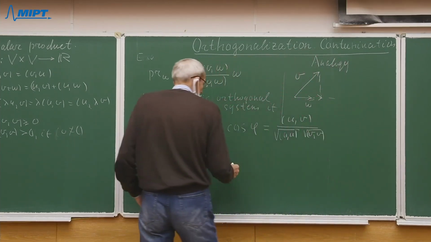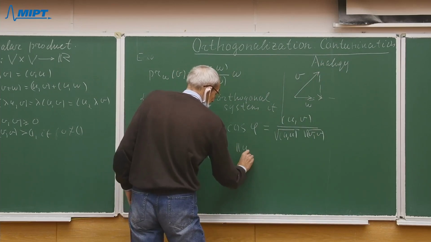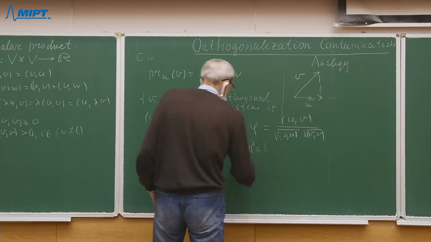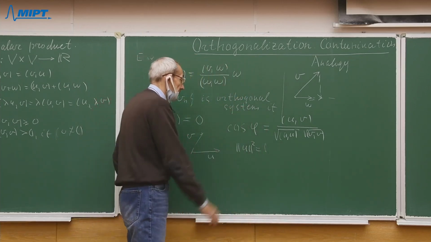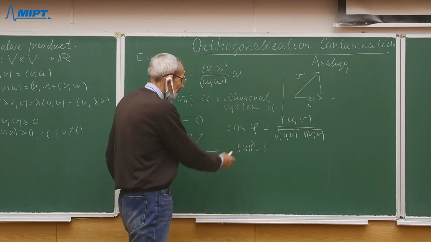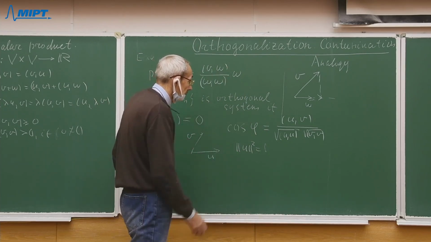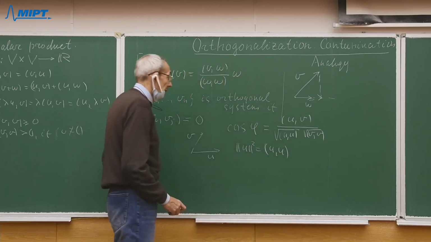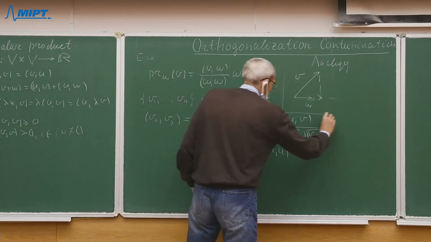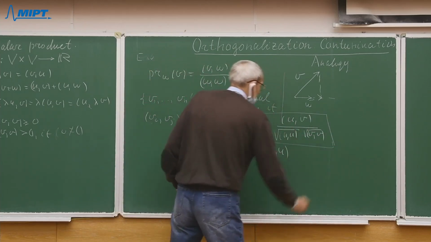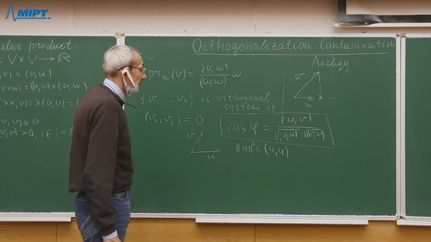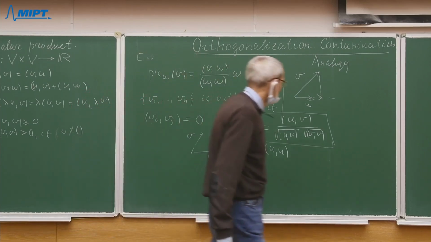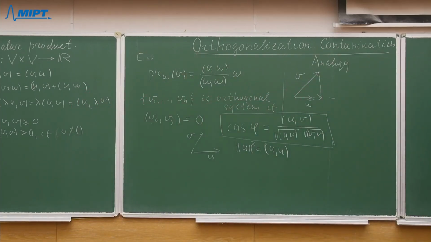And we can define the norm of the vector u. The norm is an analog of the length of the vector. The square of the norm we can define as the scalar square of this vector. And this formula is the analog of the formula for the angle between two vectors in the geometrical vector space.